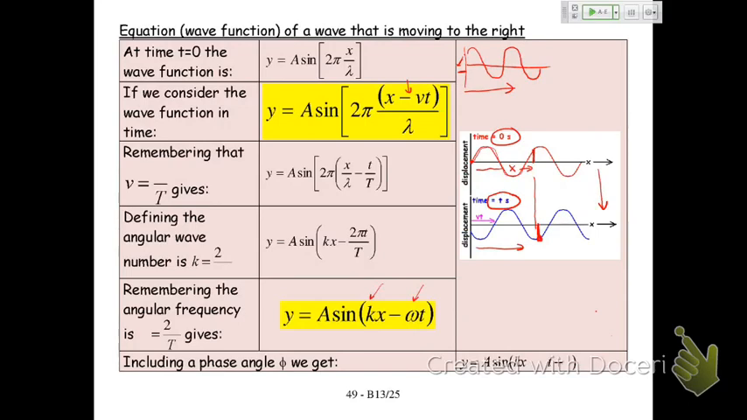So I say y equals A sine of kx minus omega t plus this phase angle. And the phase angle will be so many radians. If it was half a wavelength out of phase, it would be pi radians. If it was a quarter of a wavelength out of phase, it would be pi over 2. If it was 1/17 of a wavelength, it would be 2 pi over 17 radians. It's 2 pi divided by whatever the fraction is.